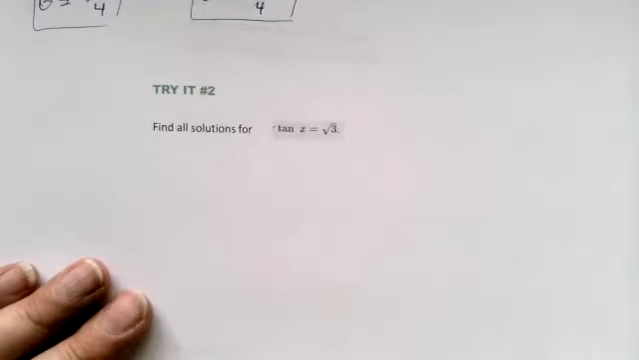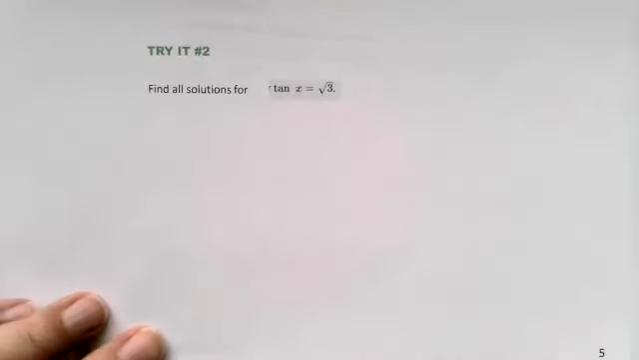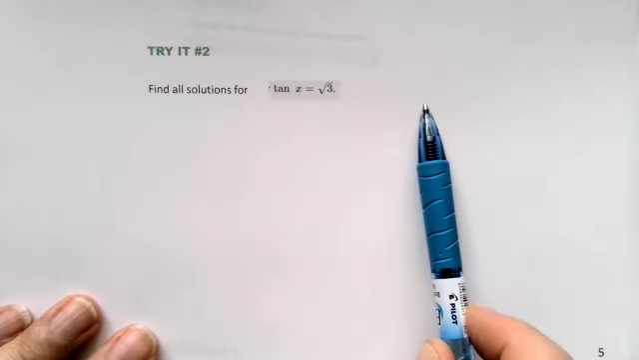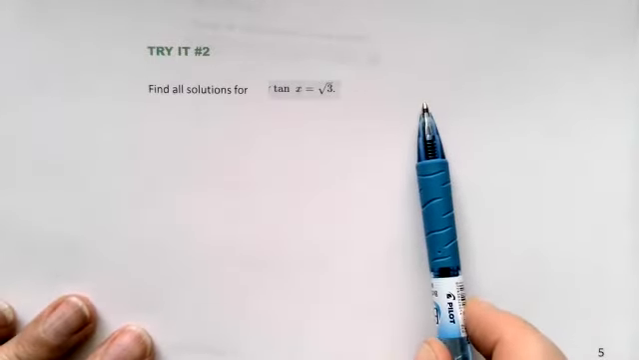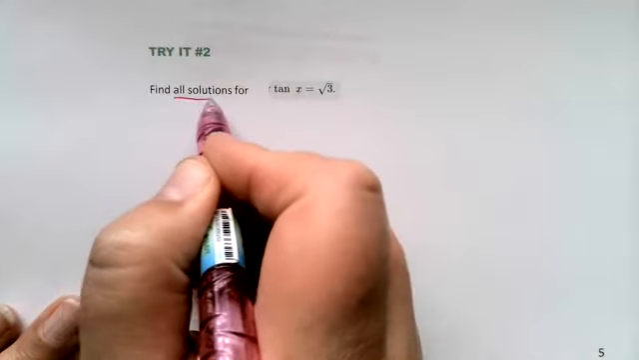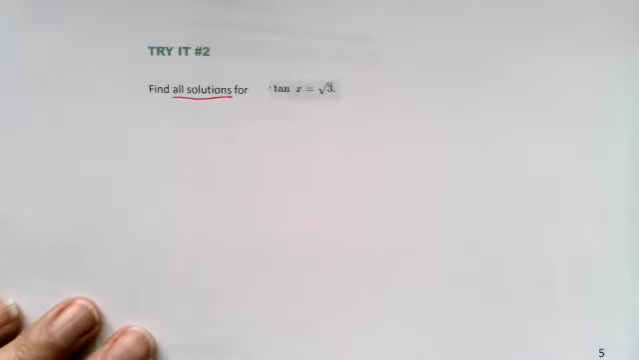Go ahead and try this problem. It says find all solutions for tangent x equals square root of 3. And notice that there is no restriction on the angle, so it could be anything. Plus, in addition to that, they told you to find all solutions. So you would have to find the pi k on top of the solutions that you find here. All right. Go ahead and pause here.